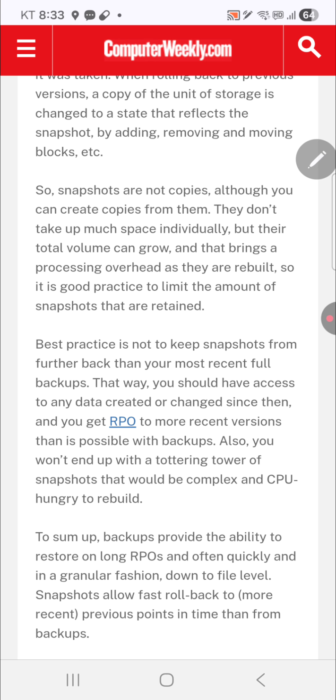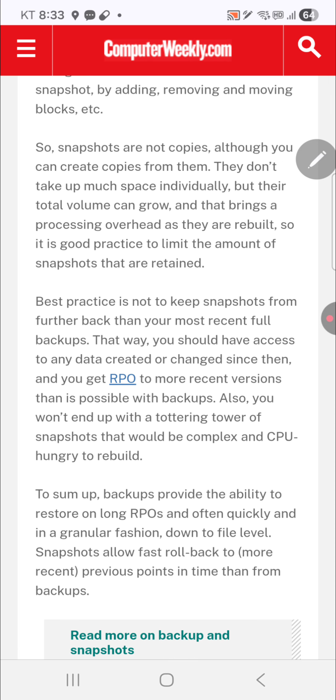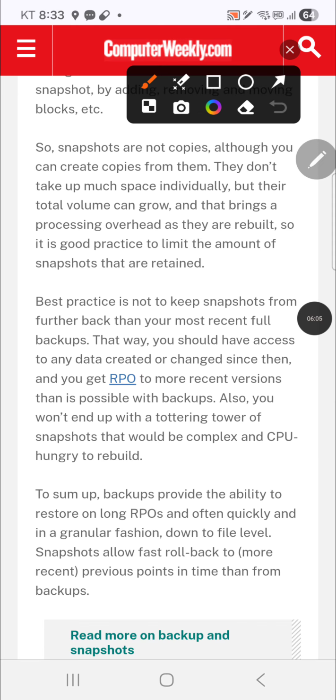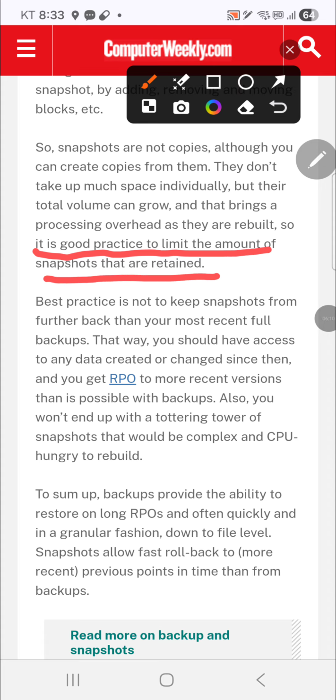They don't take up much space individually, but their total volume can grow, and that brings a processing overhead as they are rebuilt. So it is good practice to limit the number of snapshots that are retained.